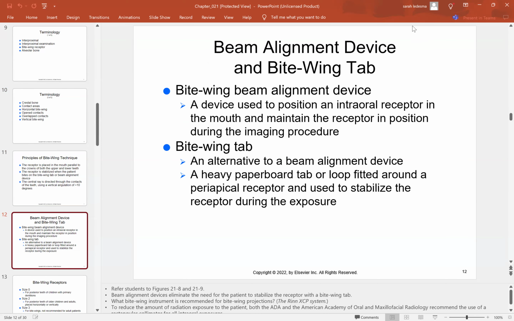A bite wing beam alignment device is a device used to position an intraoral receptor in the mouth and maintain the receptor in position during the imaging procedure. A bite wing tab is an alternative to the beam alignment device. It's a heavy paperboard tab or loop fitted around a periapical receptor and used to stabilize the receptor during the exposure.